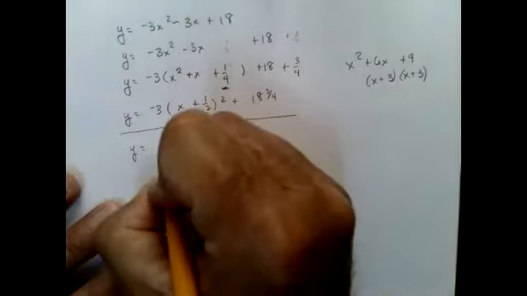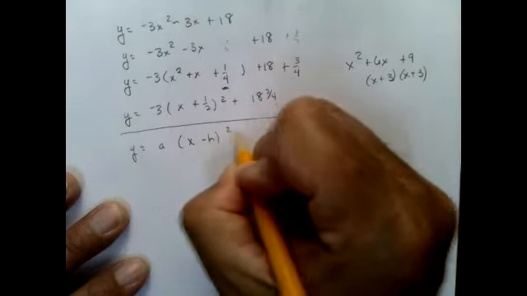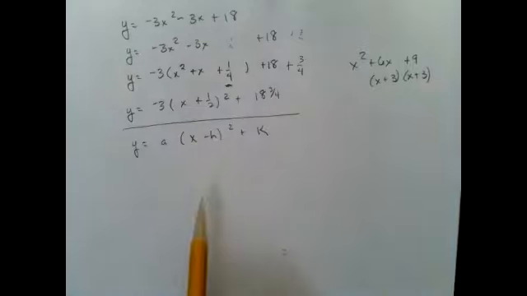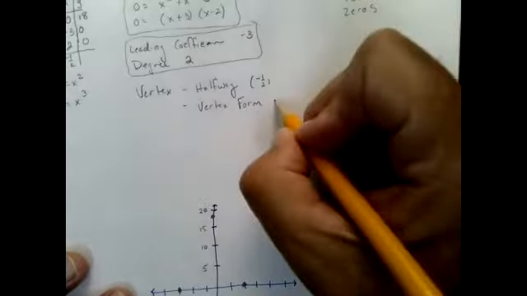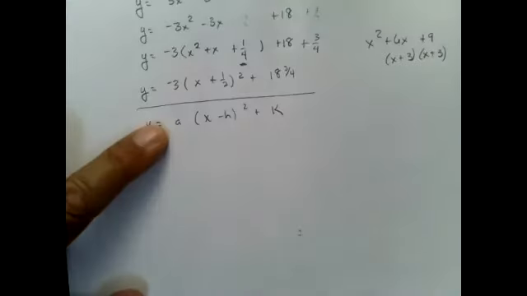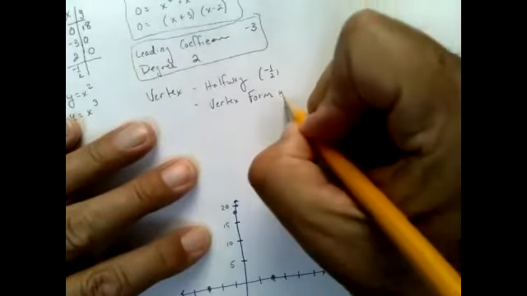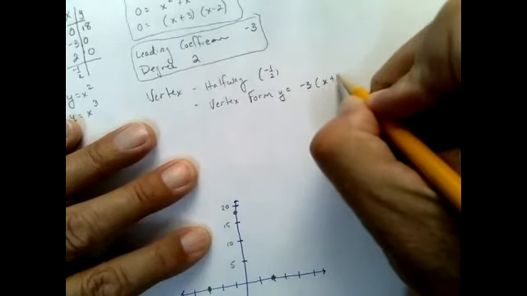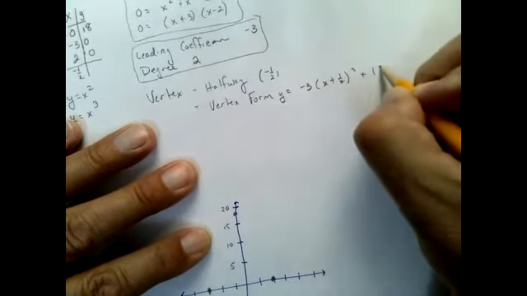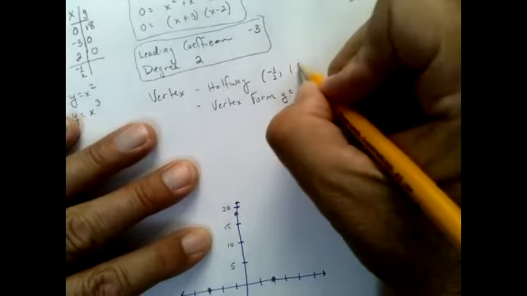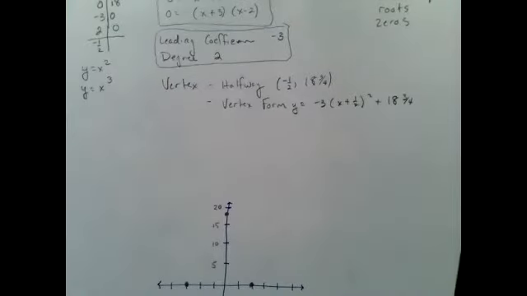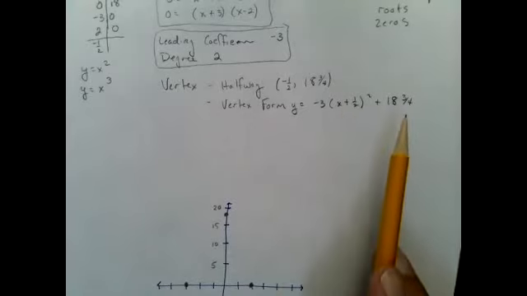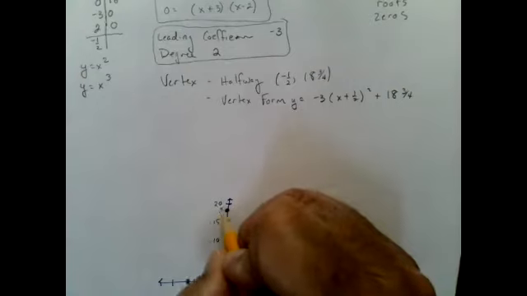My vertex form, y equals a, x minus h squared plus k. My h is -1/2. Yeah, I did already know that -1/2 from over here. Cool, that worked out well. So my vertex form was, I'm going to bring this back, y equals -3(x + 1/2) squared plus 18 3/4. Whew. Here's my h, -1/2. Here's my k. So I know that it's going up a little bit higher over here.